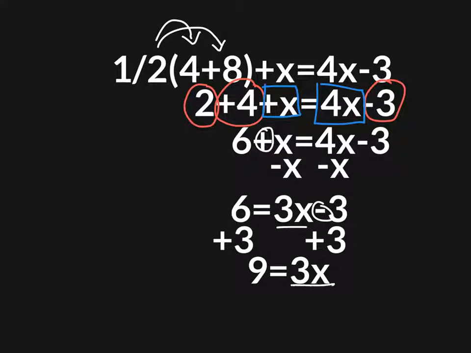Now you would isolate the variable. You would divide each side by 3. That would cross cancel and your answer would be x equals 3.